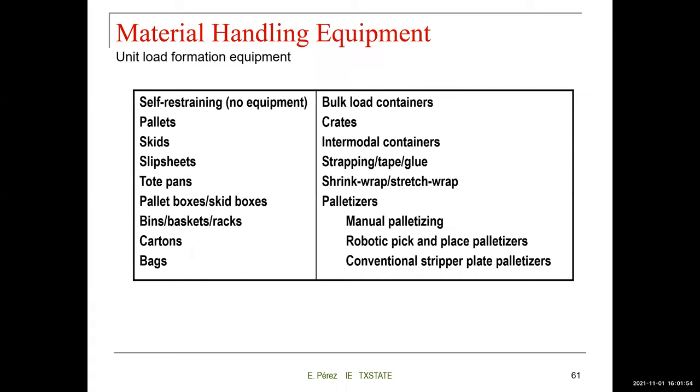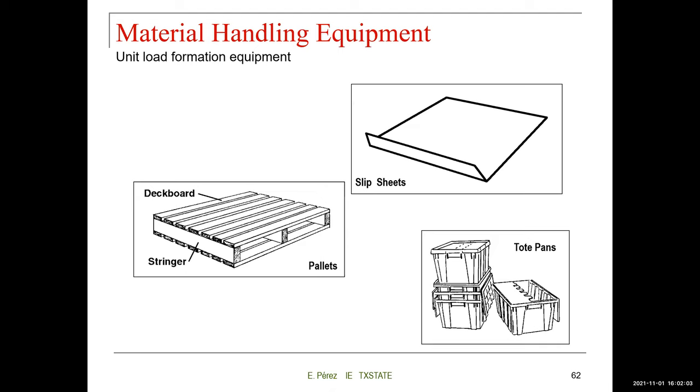strapping, tape, glue, shrink, palletizers. Again, a big list of different types of unit load formation equipment. And here are some examples. So the pallets, again, those are pretty common. They give you that extra space at the bottom, so you can use your forklift to pick up the loads and move them to the destination. Typically, they are pretty heavy, so you need to have some type of equipment to move them.